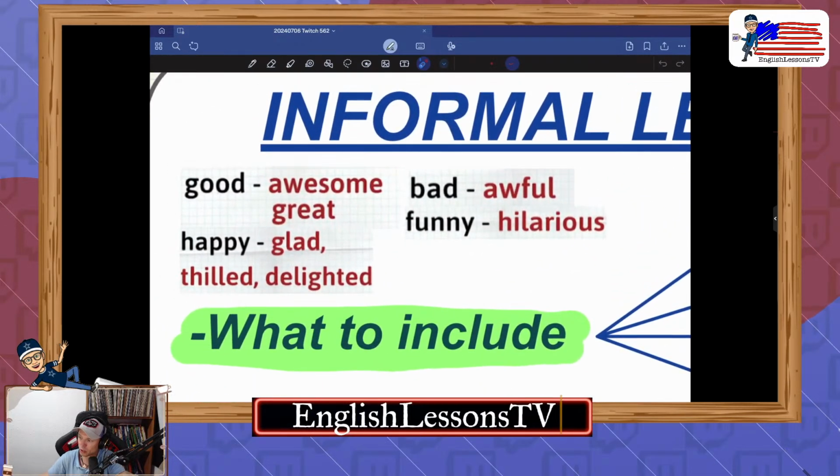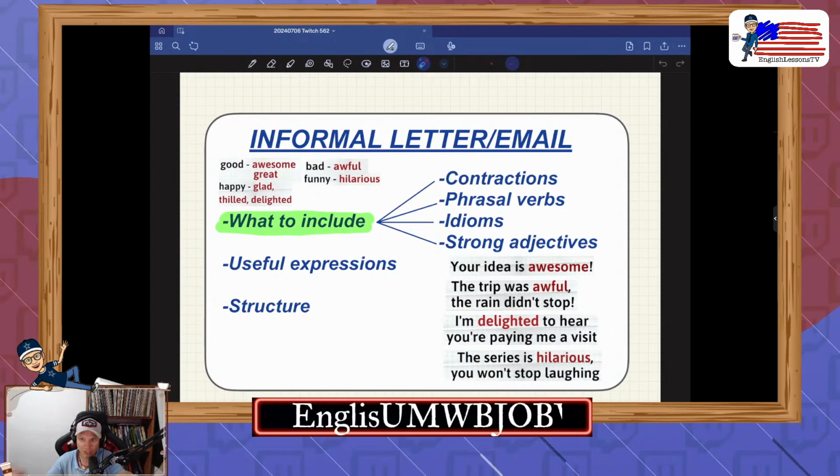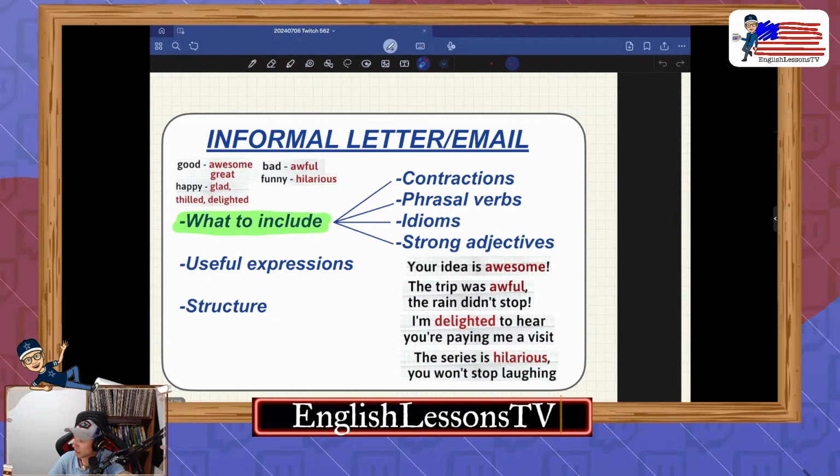So remember, good is the same as awesome or great. Happy is the same as glad, thrilled, or delighted. Bad is the same as awful. And fun is the same as hilarious, but with "very" inside. So very good, very happy, very bad, and very funny are the same as the red ones. Remember, we call them strong adjectives or intense adjectives.